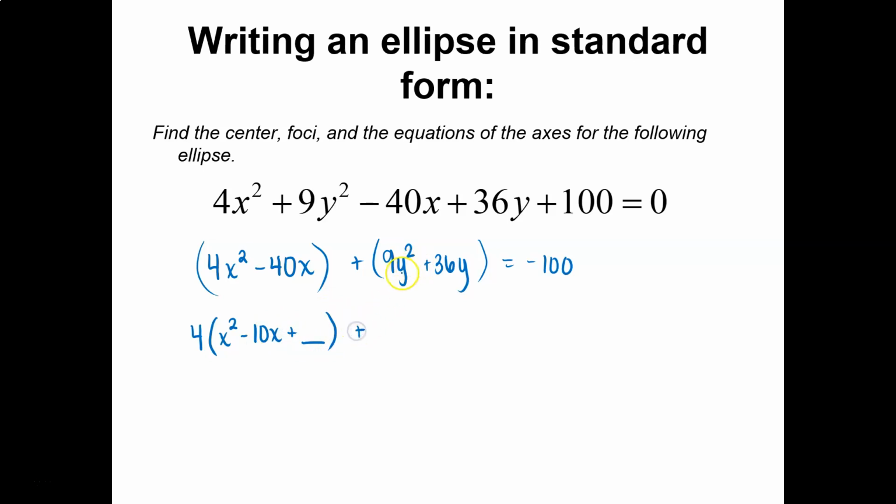And then over here, I can factor out the 9. You always need to factor out whatever is in front of your y squared, even if it doesn't go into the second term evenly, but hopefully for most of them it will. So you get y squared plus 4y. I'll put a plus blank here. And then over here I'll have negative 100 plus blank plus blank.